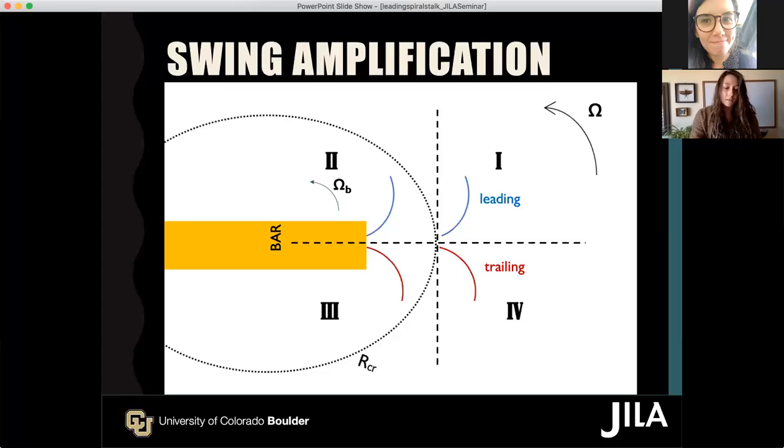So both sets of arms get generated right at the end of the bar. The leading arms will move inward and they get absorbed at this corotation resonance. The trailing arms will move outward and get amplified at the corotation radius.